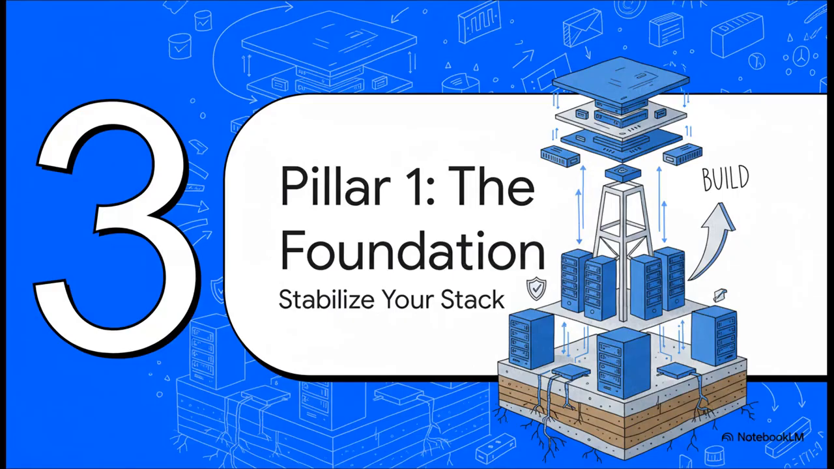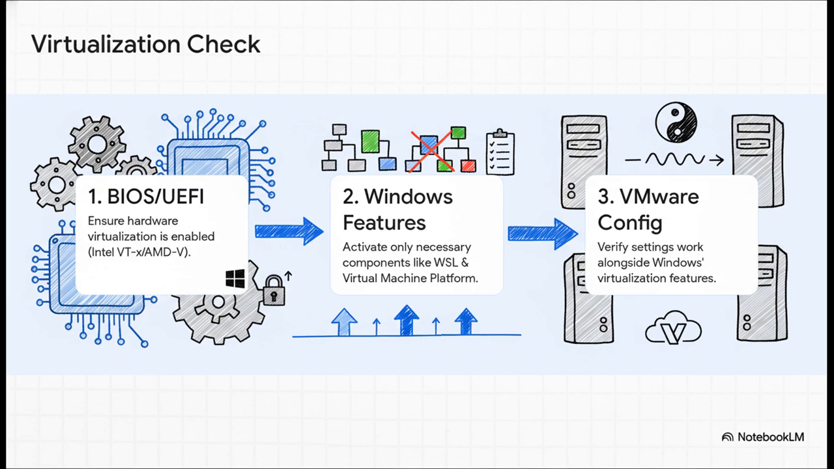All right, so let's get to our first pillar. Before we can start setting any rules, we have to make sure the ground we're building on is actually solid, and that all starts with the virtualization stack itself. The biggest mistake people make here is just enabling everything. They think more is better. It's not. It just creates more conflicts.